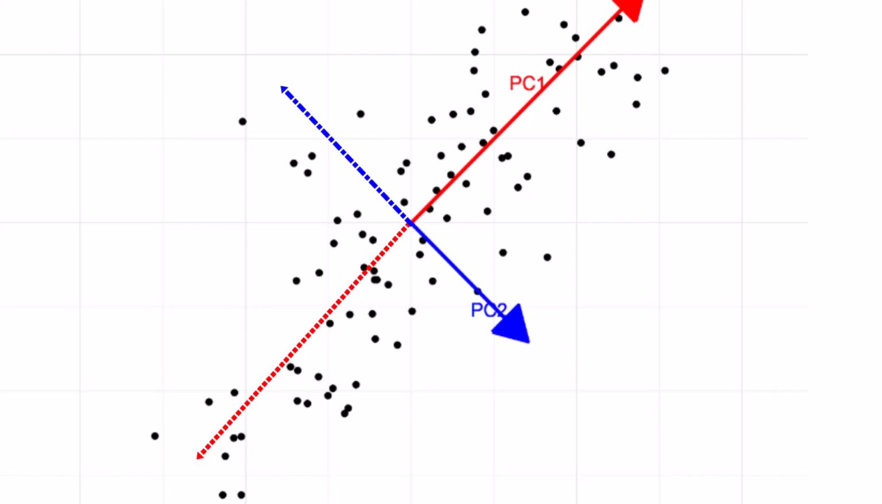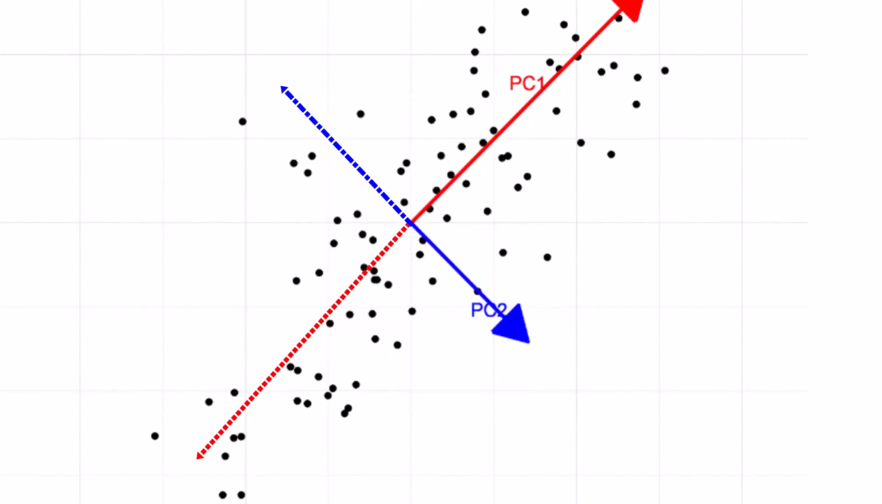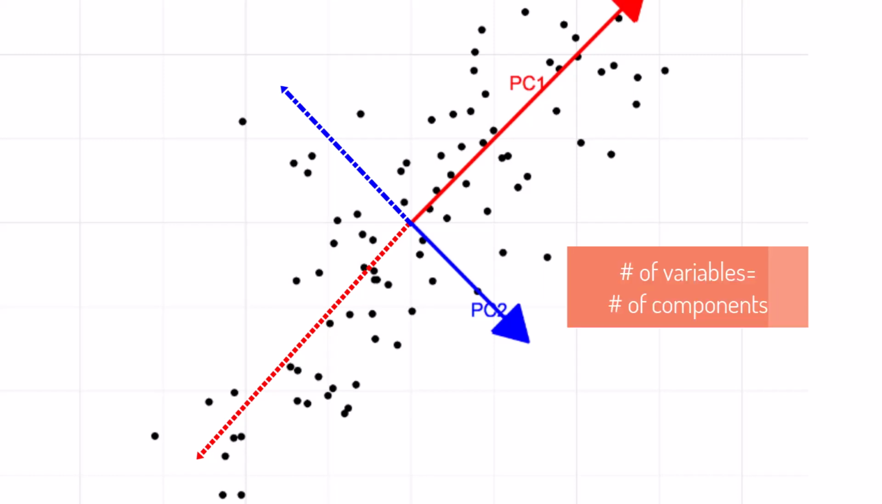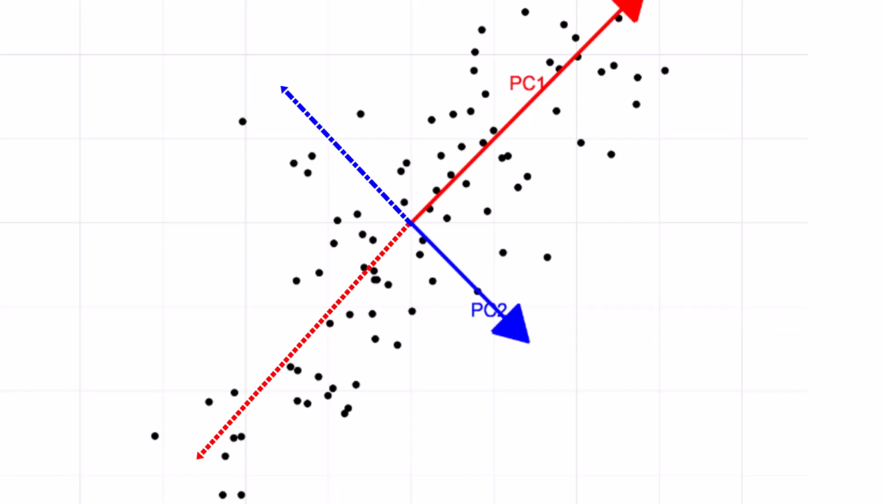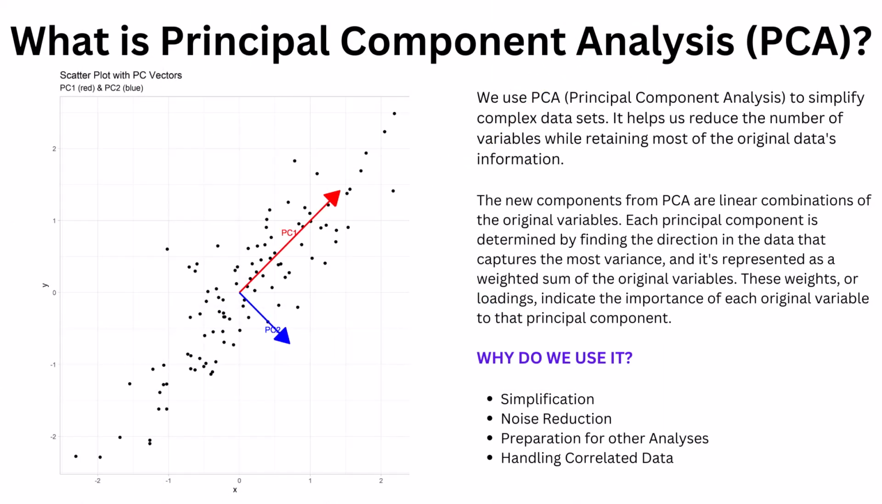Now, you might wonder how many of these lines or components we can have. In a two-dimensional space like our plot, we have two components, PC1 and PC2. But in general, if we have, say, 10 different measurement variables, we can have up to 10 components. However, in practice, the first few components often capture the bulk of the variation, so we might not need to consider them all.